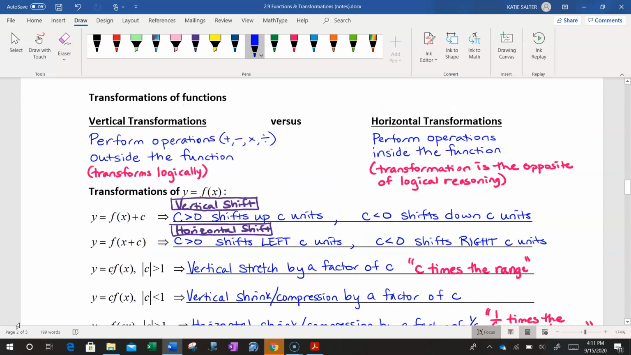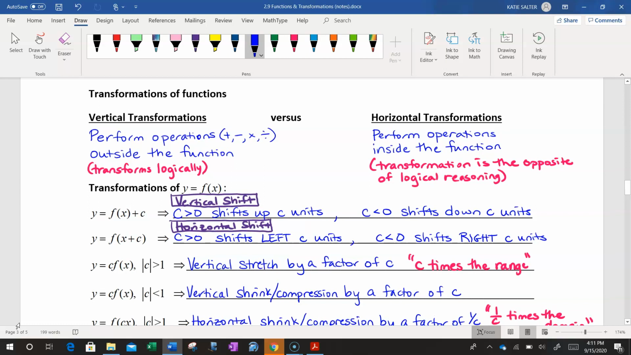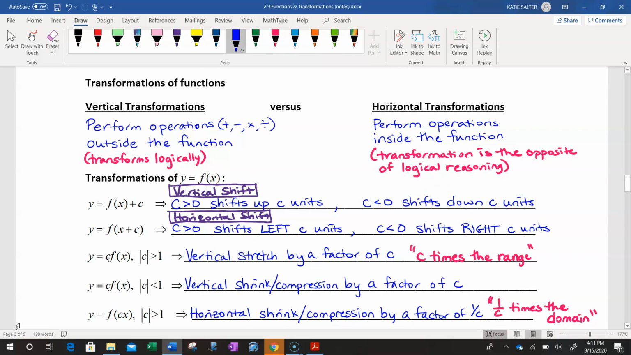All right, so then on the next page, transformations of functions. I've already filled this in for you, but we're going to talk through it. Anything that we do outside a function affects it vertically, and we've already been talking about this quite a bit. We add, subtract, multiply, divide, put a negative outside that function, it is a vertical transformation, whereas anything we do inside a function is a horizontal transformation. When we do stuff outside the function, I say it transforms logically. It does what you think it would.